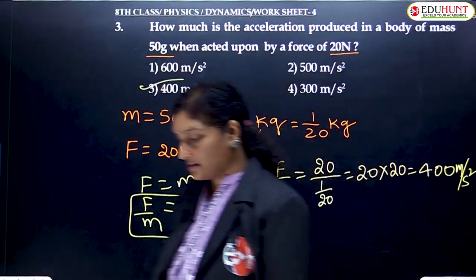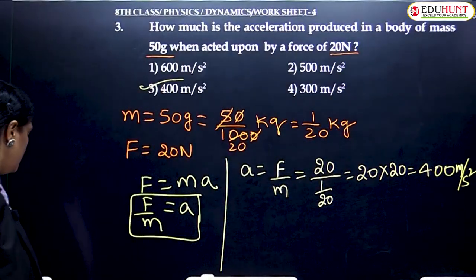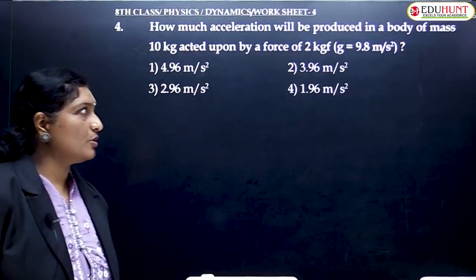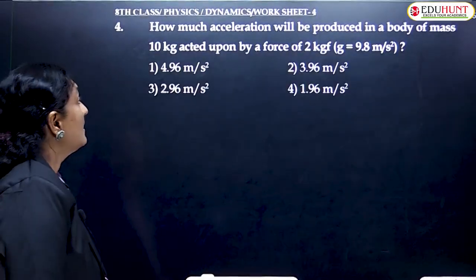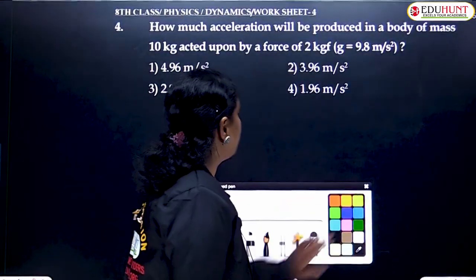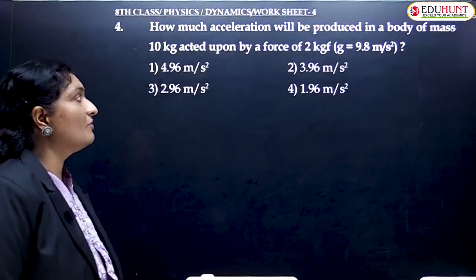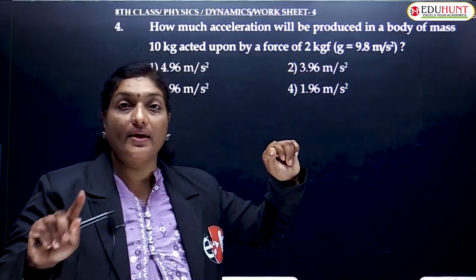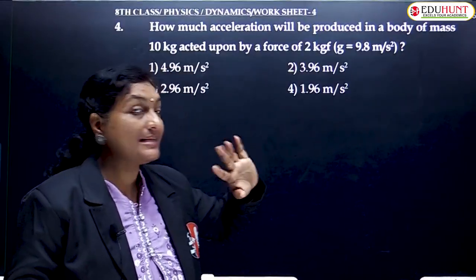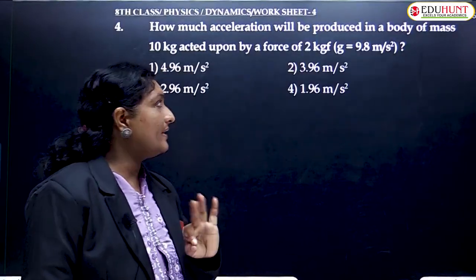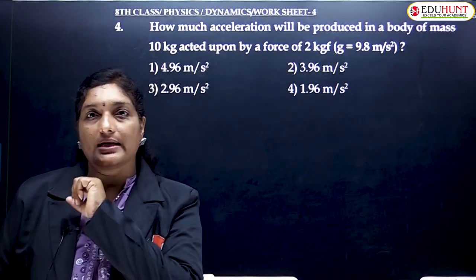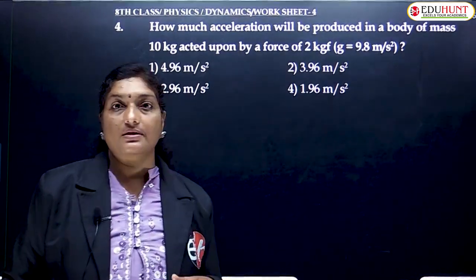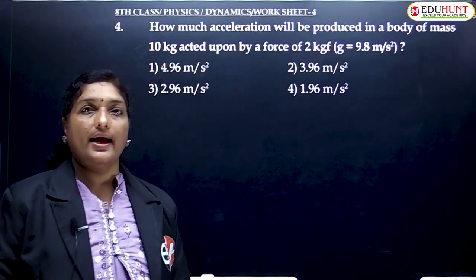Okay, children. So now the next question. How much acceleration will be produced in a body of mass 10 kg acted upon by a force of 2 kg force, 2 kg weight, 2 kg force? That means in the SI system you convert 9.8. 1 kg force is 9.8 newtons. So 2 kg force is equal to 2 into 9.8 Newton.